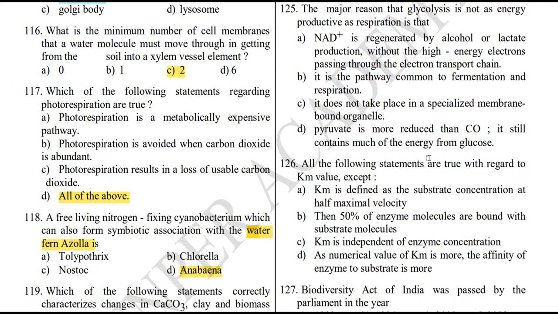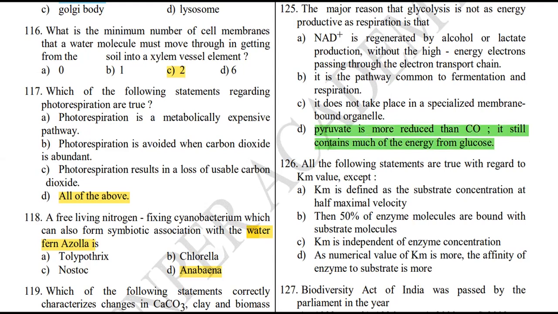So they are actually reduced. When you compare it with carbon monoxide or carbon dioxide, pyruvate is very much reduced. But even though they are reduced, they are ultimately producing 2 molecules of ATP. It still contains much of the energy from the glucose, right? When you compare it with the glucose, they have a little bit more energy. So the answer is going to be B.